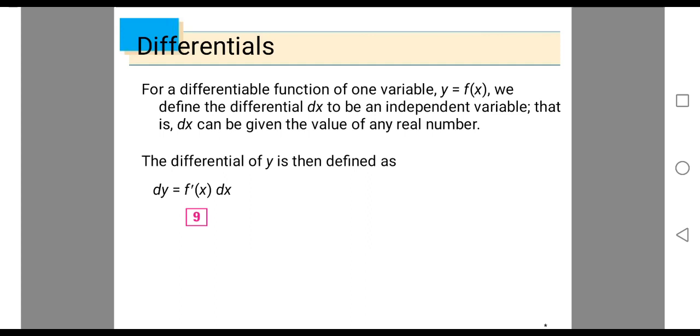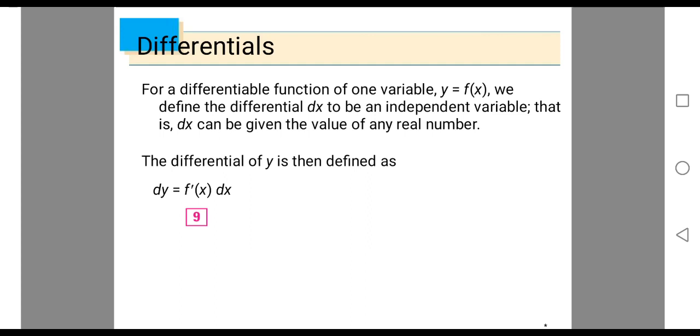Now these two things are really different, okay? These are unique, so do not mix these two things up. Delta y is different and differential dy is different. Delta y represents a change in the height of the curve, which is y is equal to f of x, and dy represents the change in the height of the tangent line.